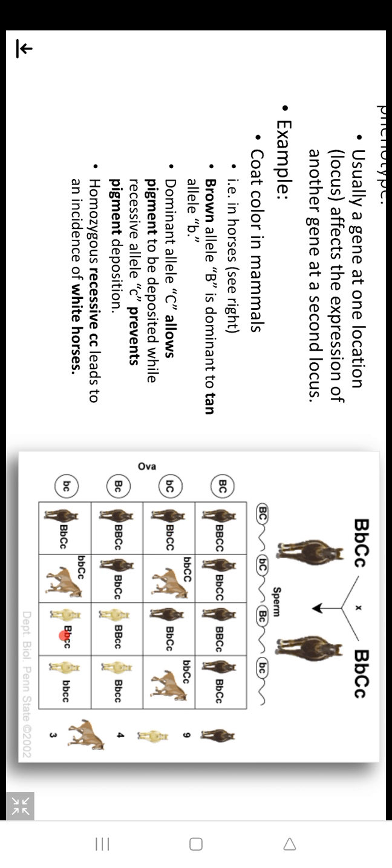If you don't have a capital C, like in this case, it still has the B gene for brown color, but there's no capital C, so the horse will never be brown. It will just be white, because the recessive c will prevent deposition of pigment. I hope that one is clear. We can do more examples.